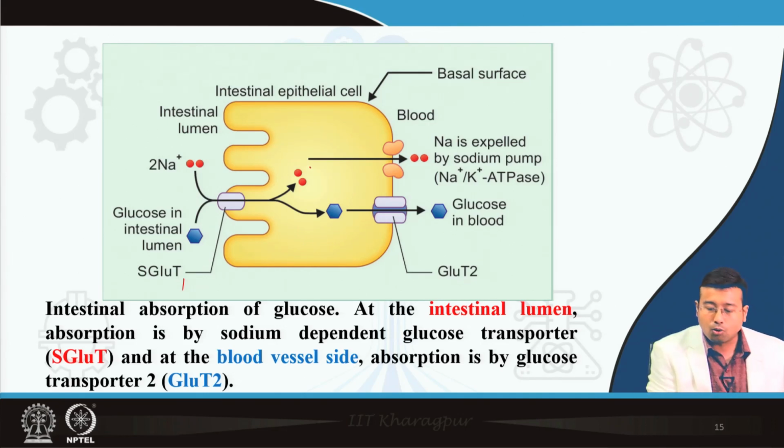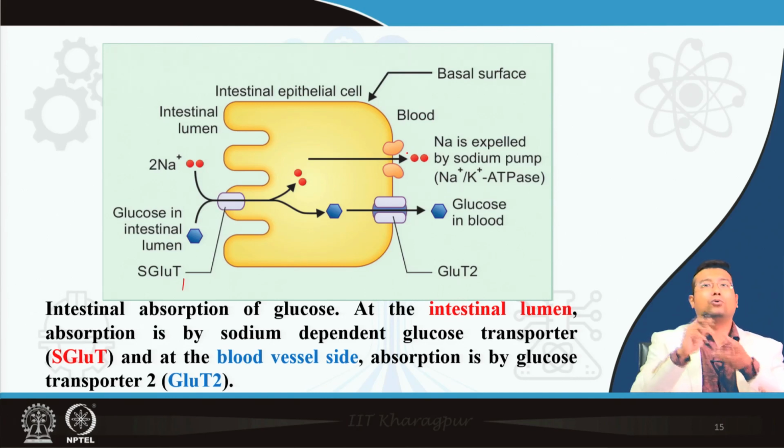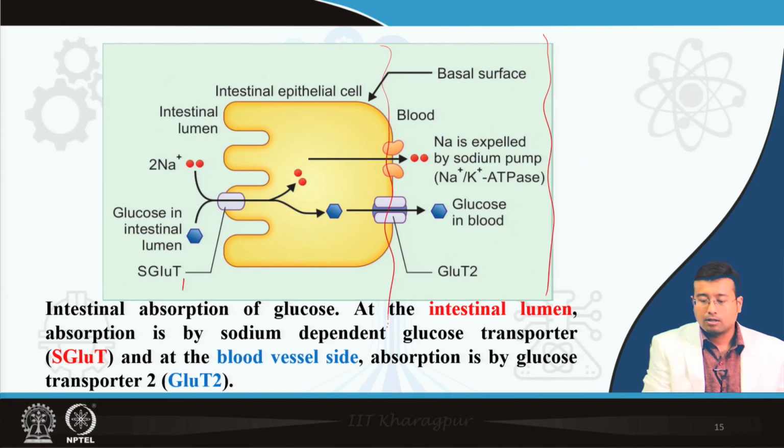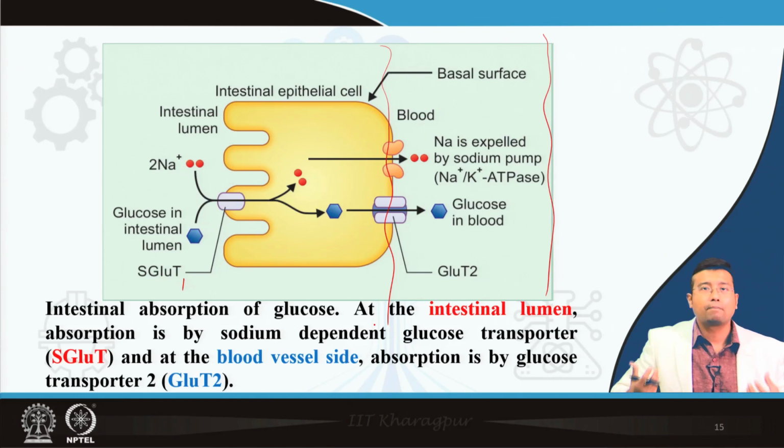This sodium is pumped out of the cell by the sodium potassium ATPase pump, because the concentration of sodium and potassium inside and outside the cell is fixed. This is regulated by the sodium potassium ATPase pump, which uses energy. And from the basolateral surface, here are the blood vessels. The intestine has a lot of blood vessels. Whatever we eat is ultimately absorbed in the blood.